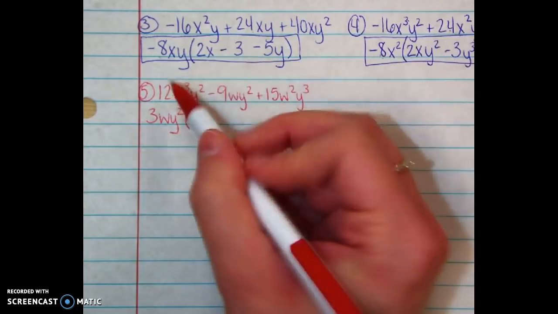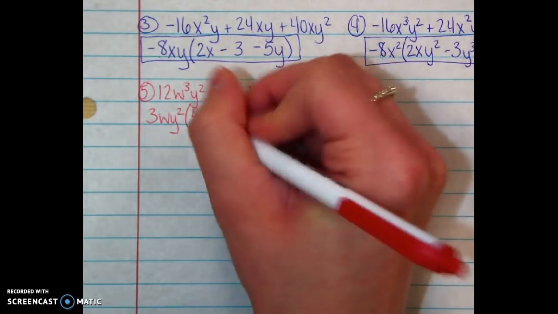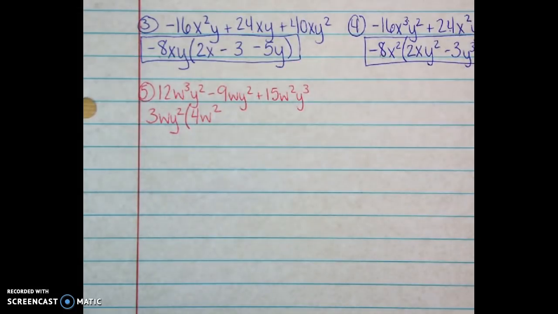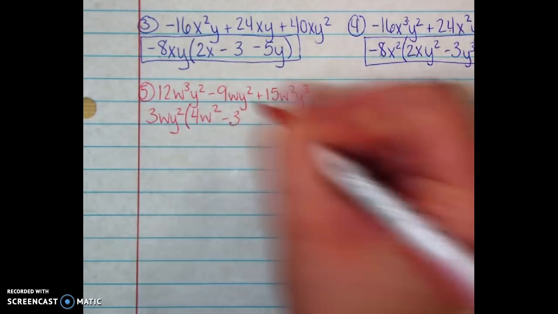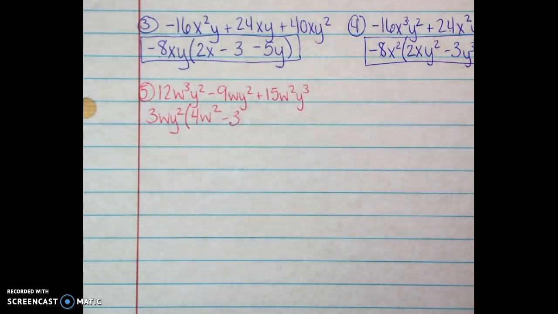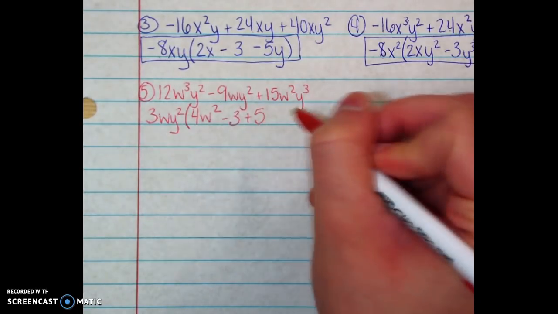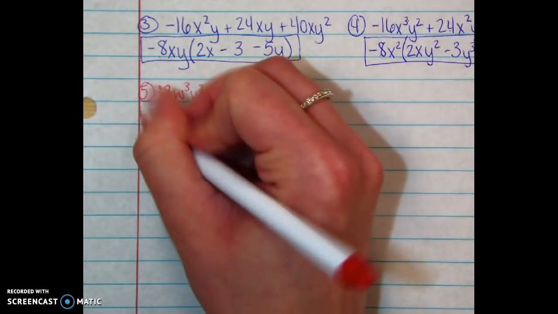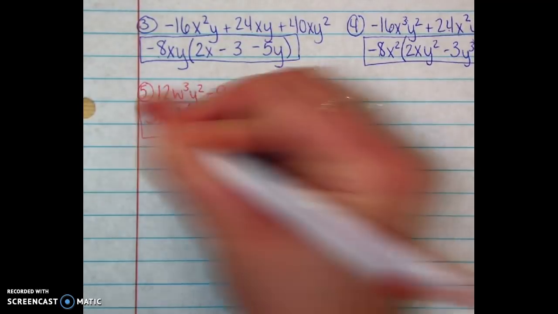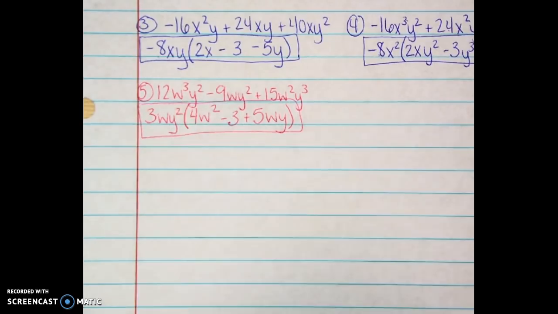Draw the parenthesis. 12 divided by 3 is 4. 3 minus 1 is 2, so w squared. Negative 9 divided by 3 is negative 3. W, y squared, so both of those cancel out. And then 15 divided by 3 is 5. W, y. And some of you might have the question, well, why isn't my GCF negative here? Because 12 is positive, so I don't need to bring out that negative sign with it.